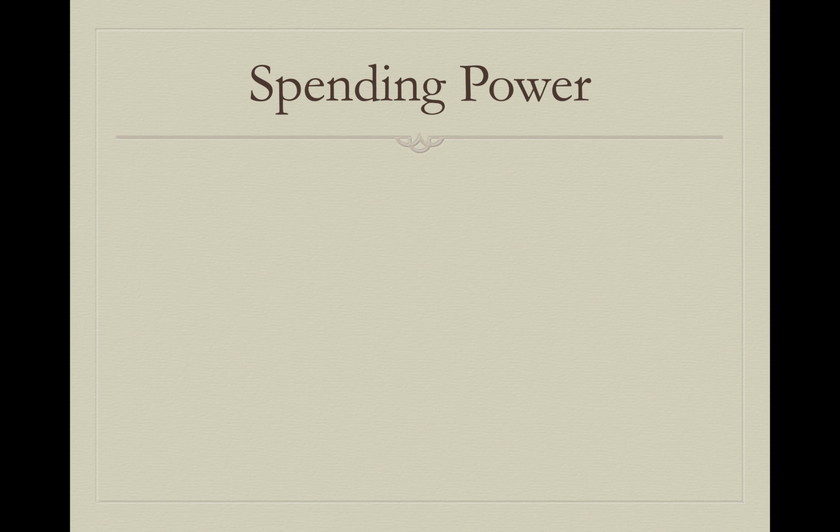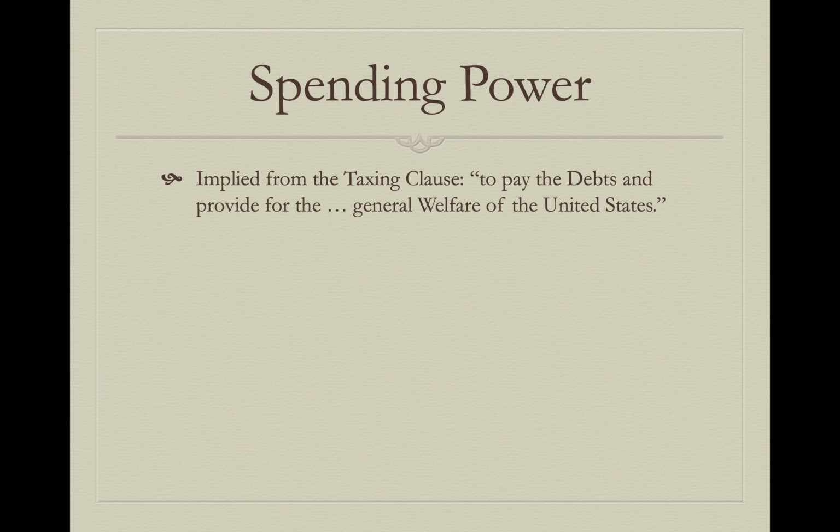All right, what about the spending power? The spending power is interesting because it's not explicit in the Constitution. It's not explicit in Article 1, Section 8. Instead, the court says that the spending power can be implied from the taxing power. So go back to Article 1, Section 8, Clause 1, and Congress has the power to not only tax, but to pay the debts and provide for the general welfare of the United States.